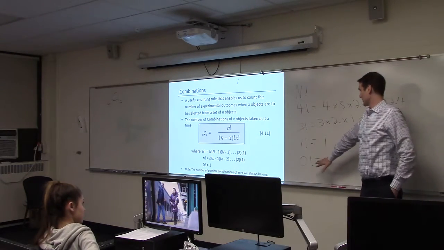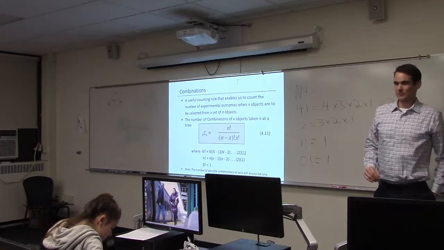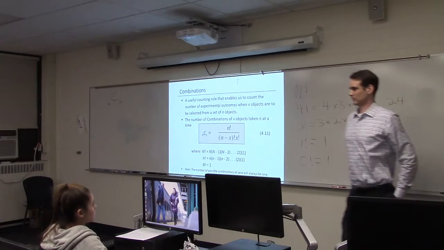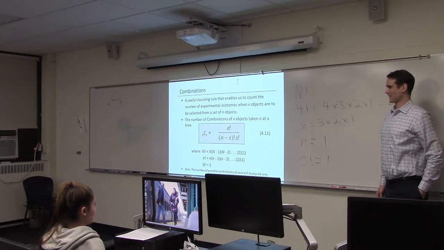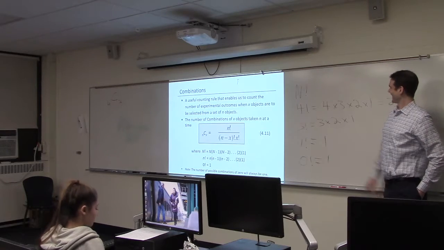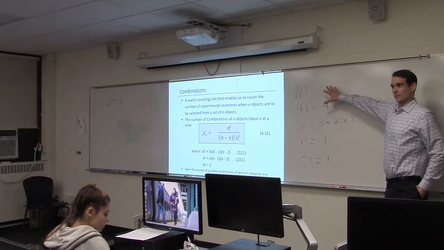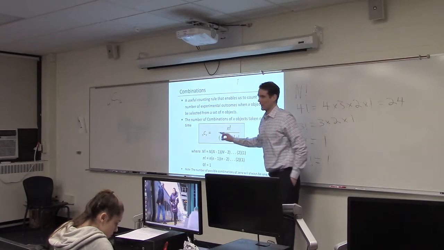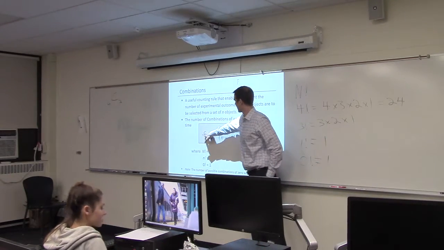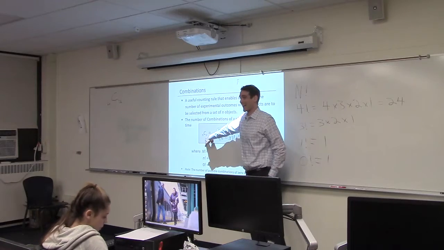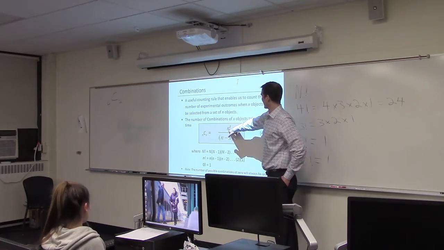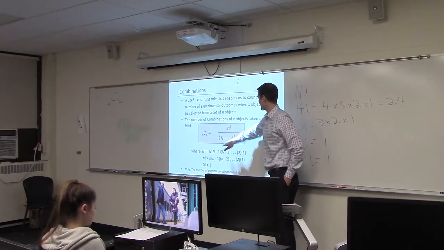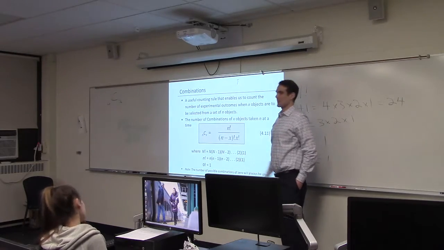Don't let that confuse you. 0 factorial is not 0. That will screw up everything. Don't make that mistake. All right, everyone understand this factorial? All right, so our formula then for combination of n things taken x at a time is n factorial divided by n minus x factorial times x factorial.